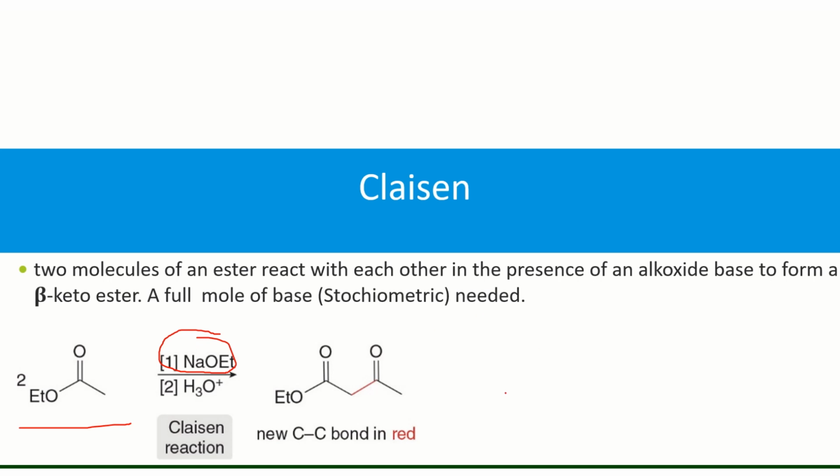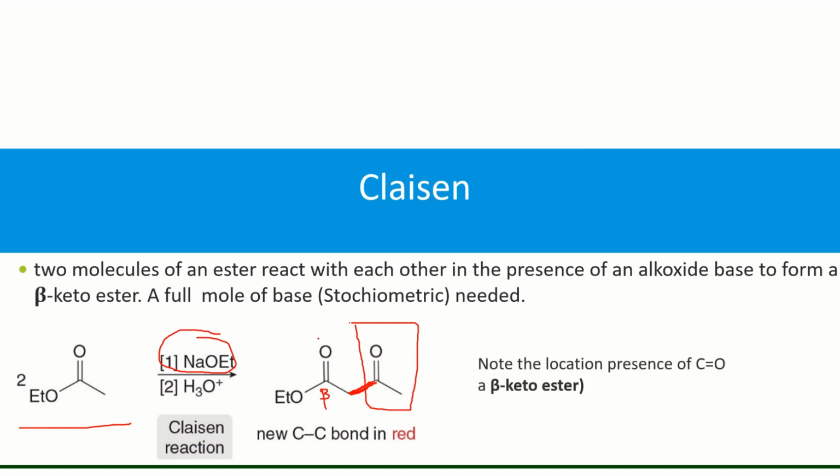The product is a beta ester. So this is your main carbonyl. This is the coupling that occurred. And of course you can see that we have on the beta carbon an ester, the Claisen.